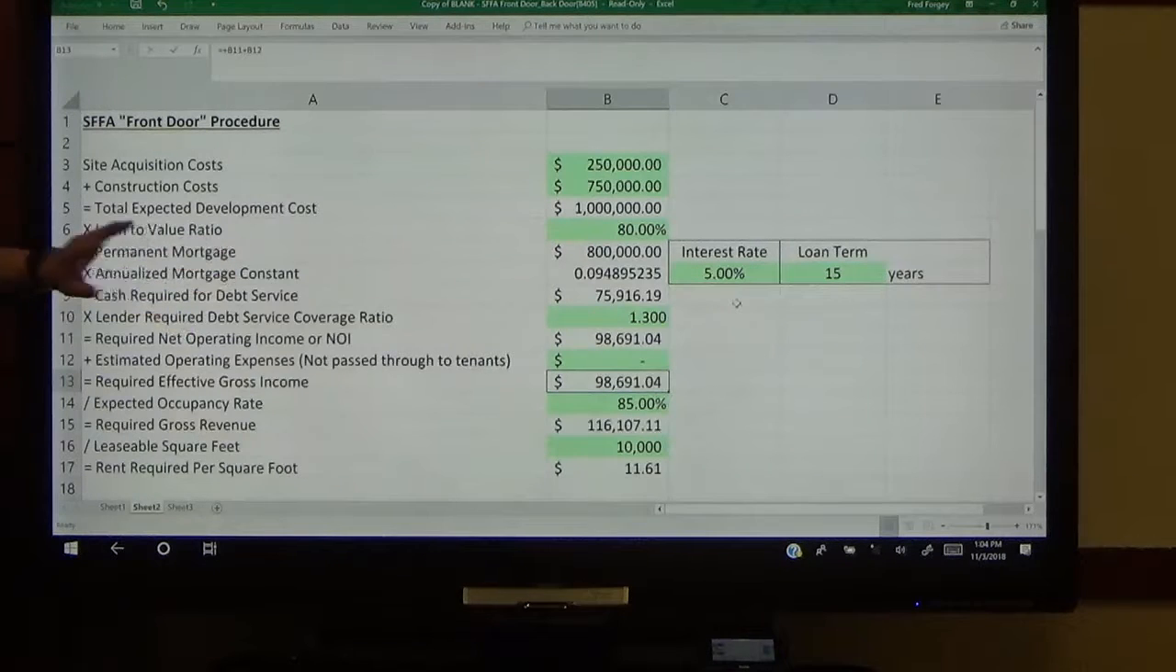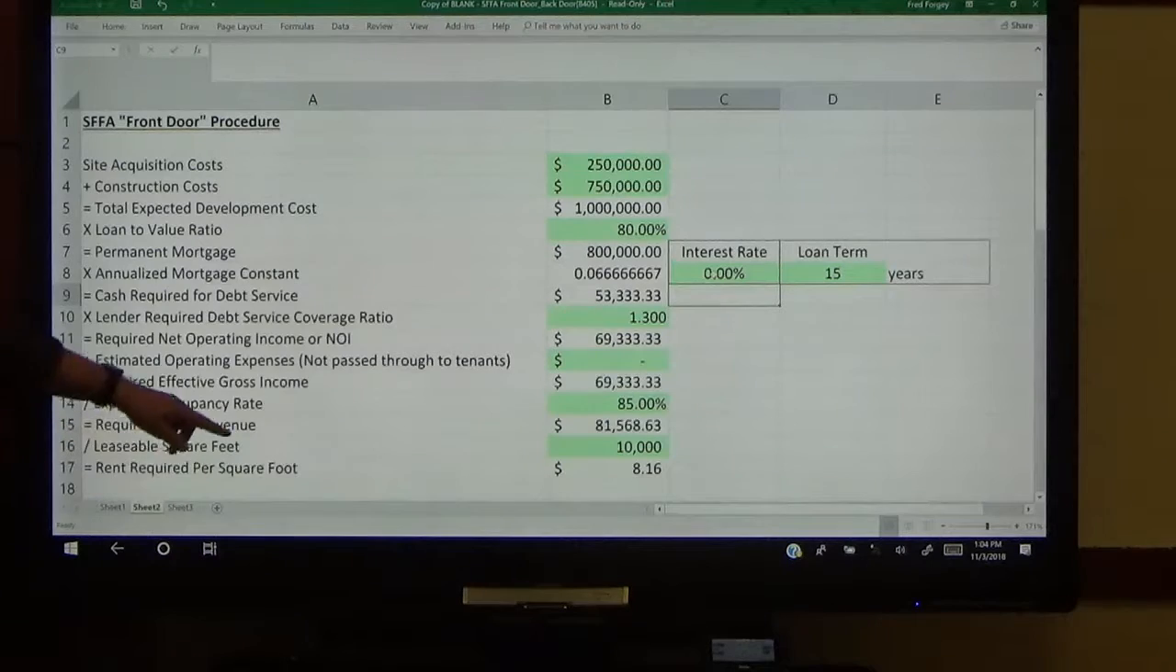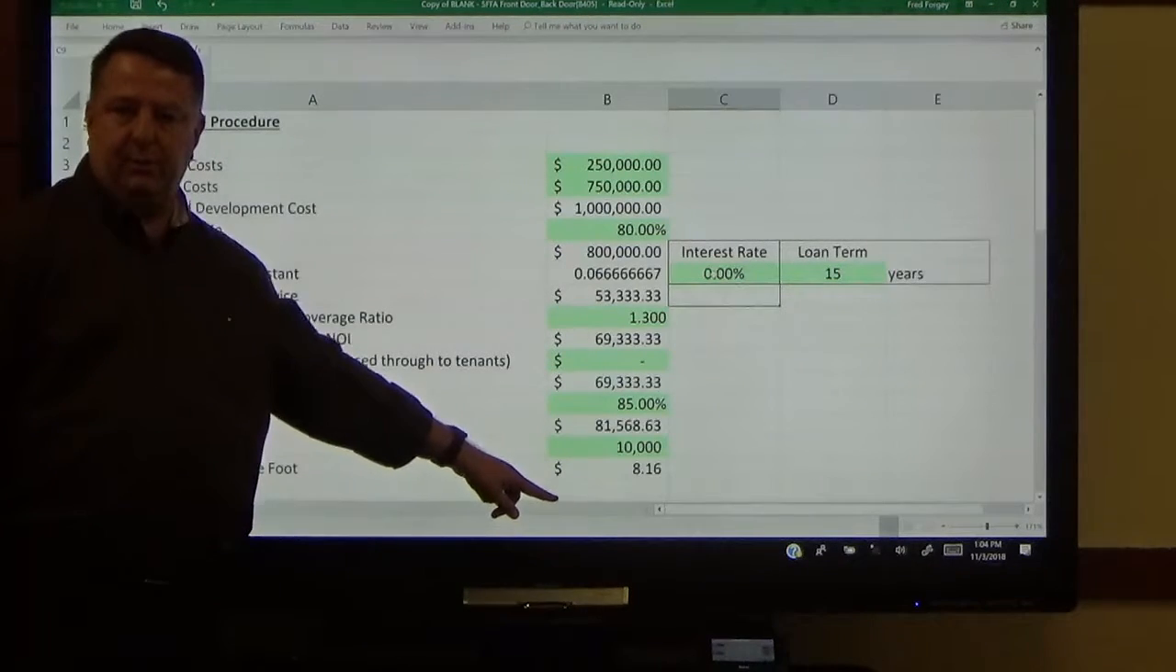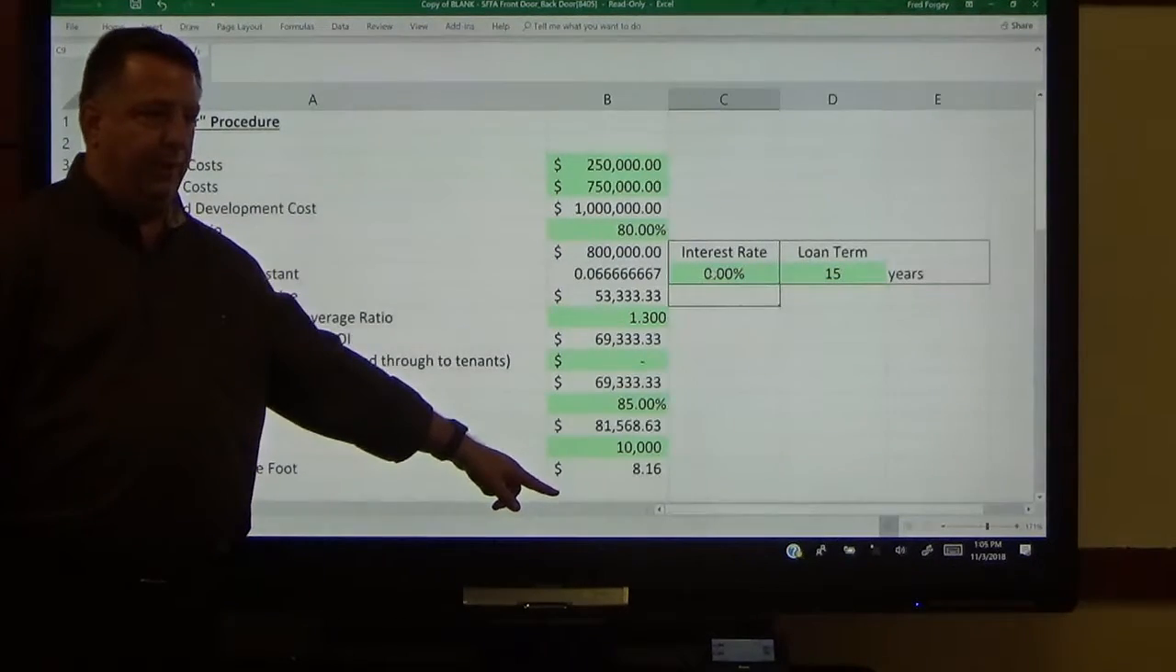This just gets you down to something that you can begin to conceptualize and say, okay, what can I potentially tweak or have control over? For example, another thing would be, what if I'm able to get a better deal on the interest rate? What effect might that have? Well, let's say that we get a 0% interest rate. Well, that means now we only have to get $8.16 a square foot.